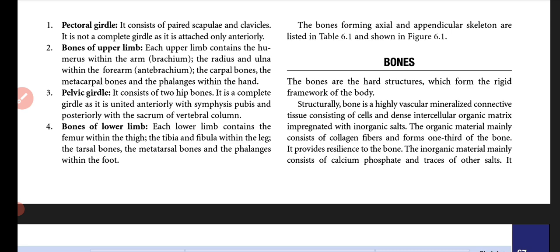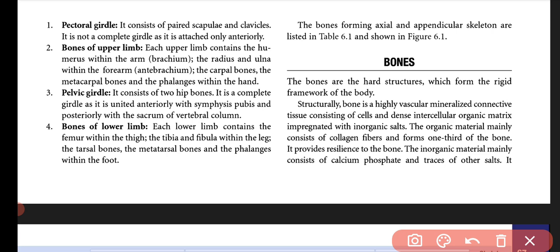The organic material mainly consists of collagen fiber, and it forms 1/3 of the bone. The collagen fibers provide resilience to the bone.